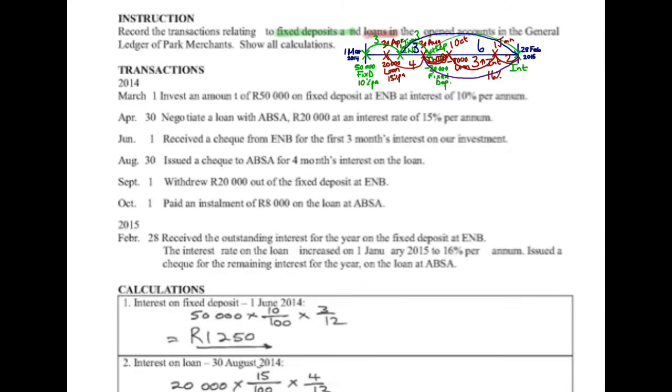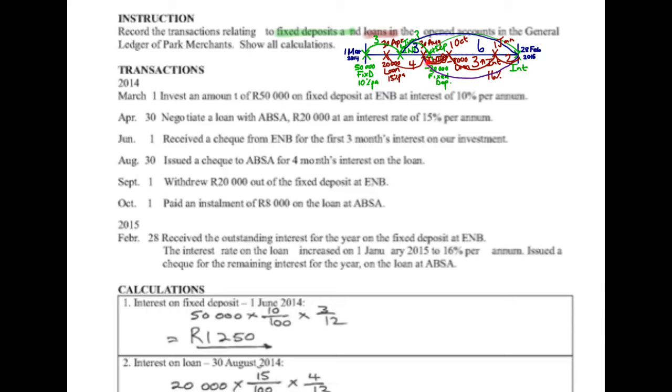February 28th, received the outstanding interest for the year on the fixed deposit. So the last interest was paid there on the 1st of June. So now from the 1st of June all the way till the end of the year, I still need to get the rest of my interest. So that gives you 9 months worth of interest that I'm waiting for.